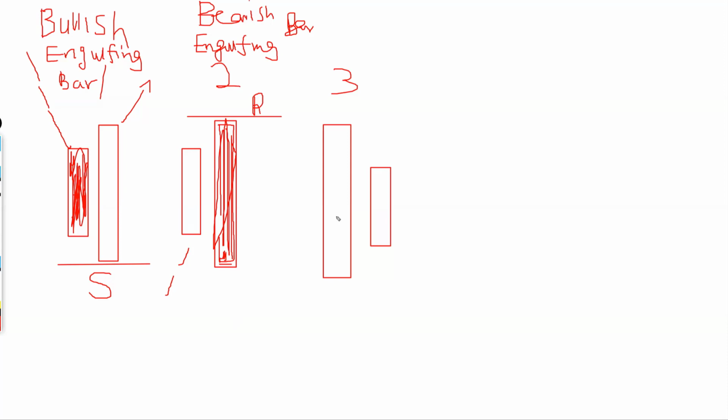And then the third right here, what do you think this is going to be called? I don't know how it's called. Okay, this simply means an inside bar. This is an inside bar. This is the mother bar.